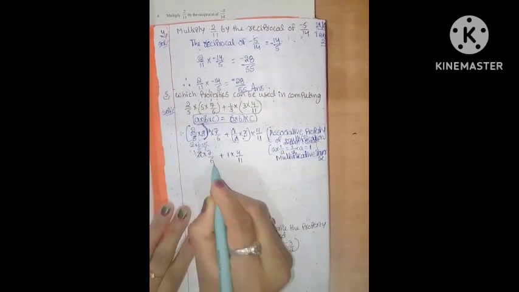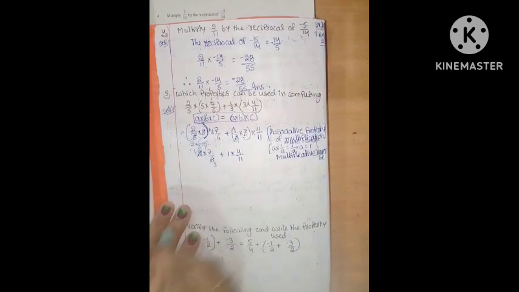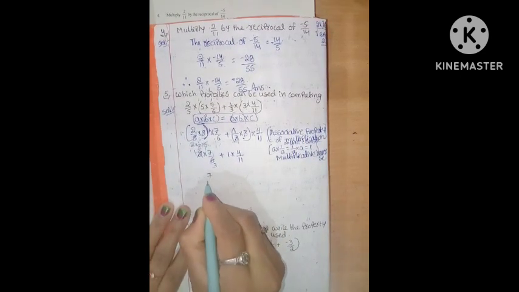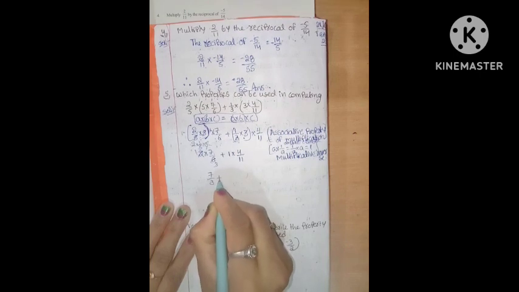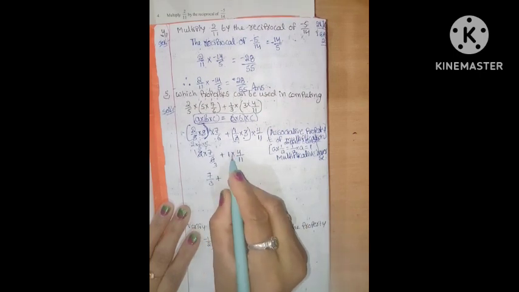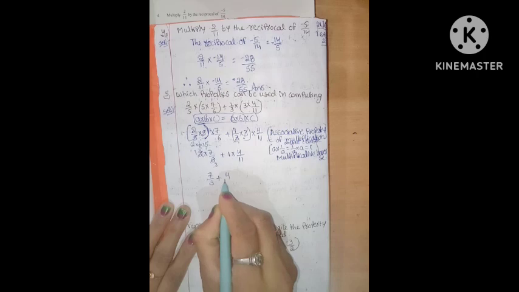2 1 ja 1 and 2 3 ja 6. So 7 by 3 is the first term, and the second term is 1 cross 4 by 11, so 4 by 11.